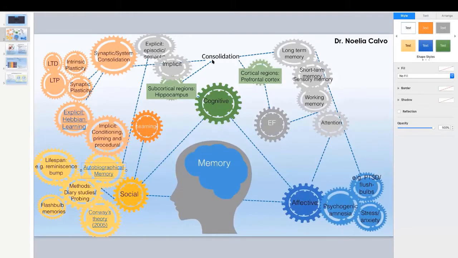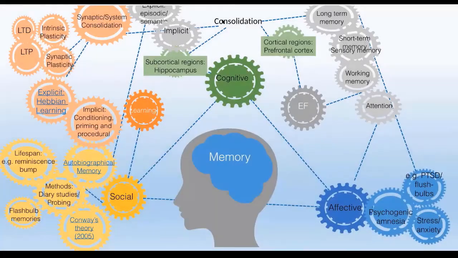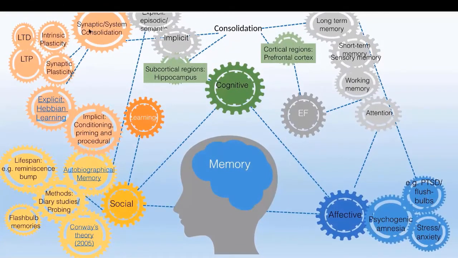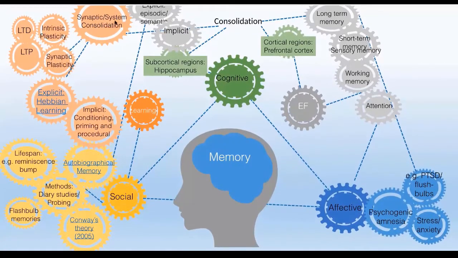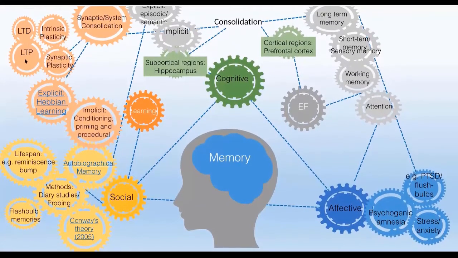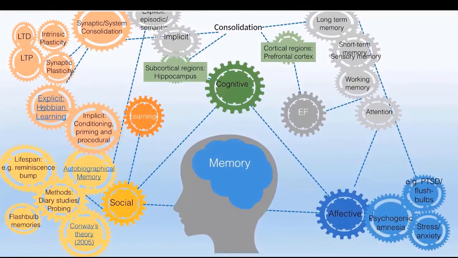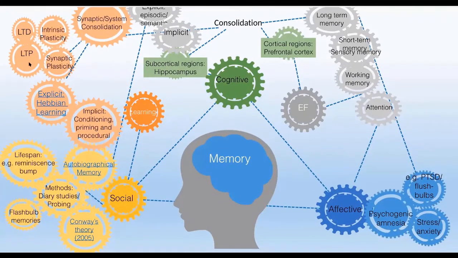Now, remember that we said memory consolidation can happen at the synaptic or neuronal level, and system consolidation can happen at the brain system level. An important mechanism of synaptic consolidation and of learning is long-term potentiation, which happens at the neuronal level. We have already seen, according to Hebb's theory, how long-term potentiation is the basis of learning and plasticity.